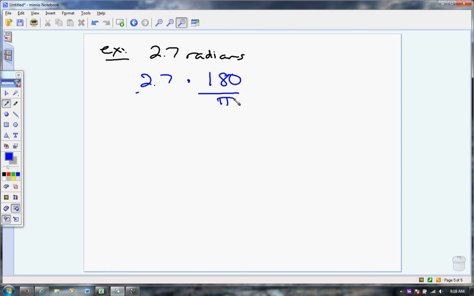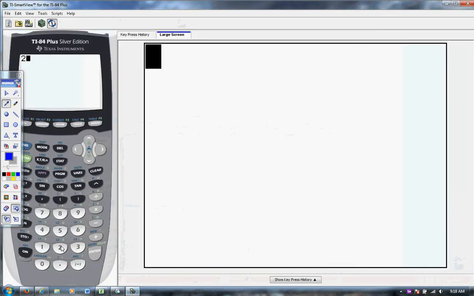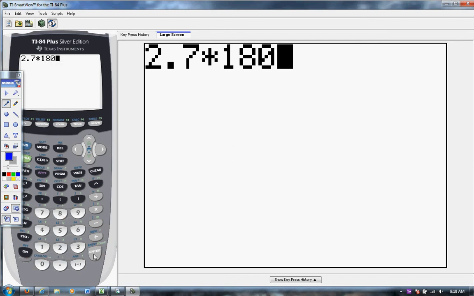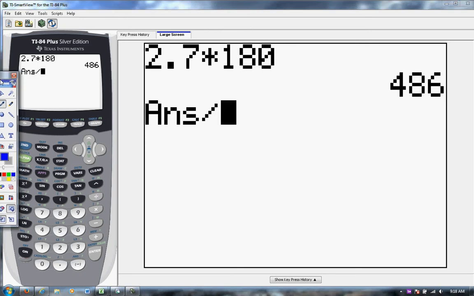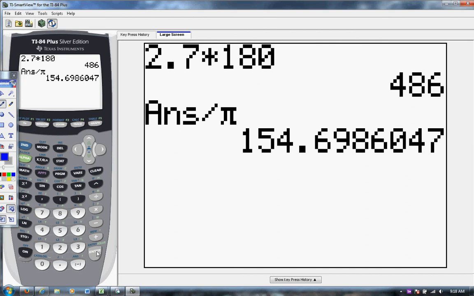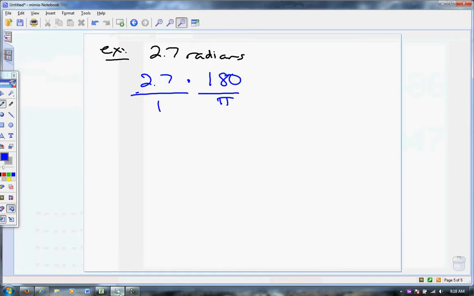over pi, and you're going to get a decimal answer with your calculator. There's no pi to cancel. I could put this over 1, but there's no pi to cancel, so you just do it on your calculator. 2.7 times 180, and then you divide that by pi, and there it is in degrees, 154.7 degrees. So sometimes you just do it on the calculator.